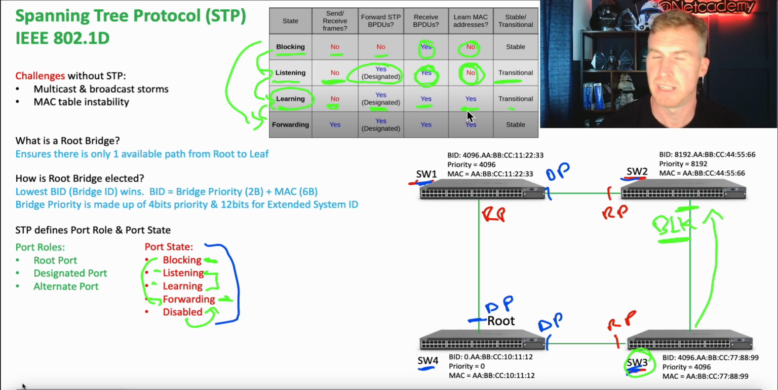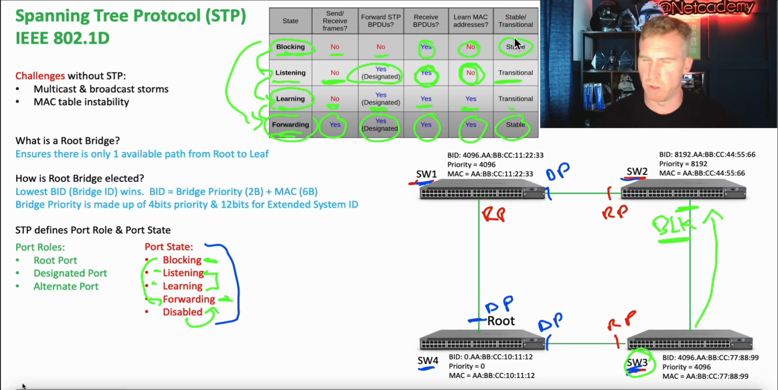But again, we spend a certain amount of time here, and then we're going to transition into the forwarding state, where we can send and receive frames, we can forward BPDUs, we can receive BPDUs, and we can really learn the MAC addresses therein. So both the blocking and the forwarding are what's known as stable states. That's where you ideally want them to remain. The transitional states, listening and learning, are transitive. They're not going to be in that state, hopefully, for a very long time. And if you're wondering what disabled is, that interface is just disabled on STP. It's not configured to be part of the STP process, and thus it is disabled.